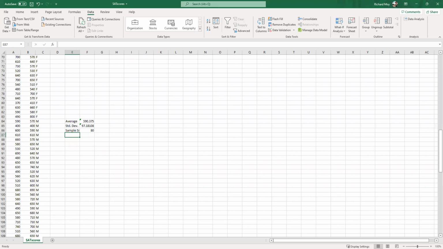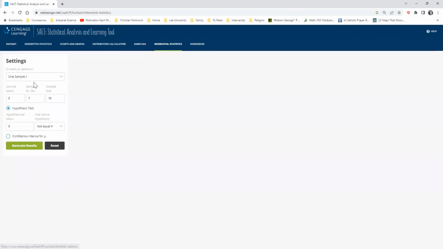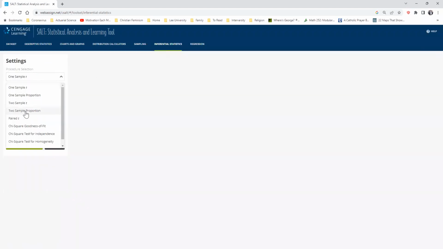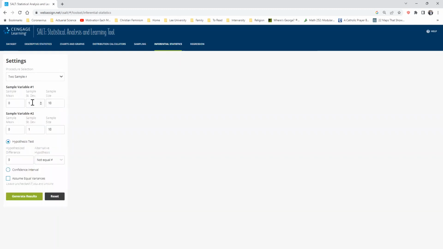Well, we can take this to SALT now. Under inferential statistics, we look at two-sample t. The sample mean for women was 602.07, the standard deviation was 102, and the sample size was 82. The sample mean was 590.38 for men, 97.18 for the standard deviation, and the sample size was 80.